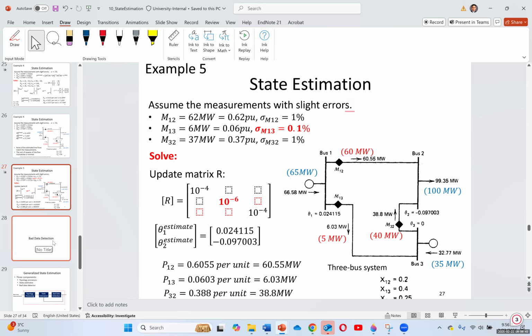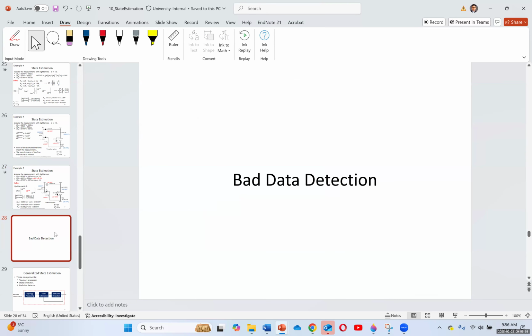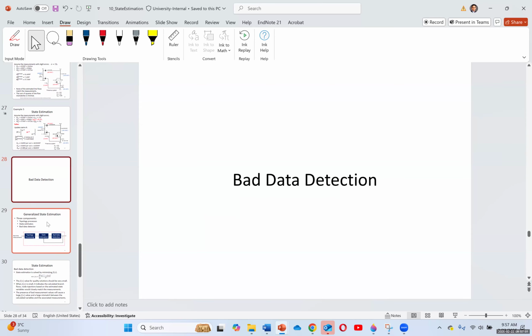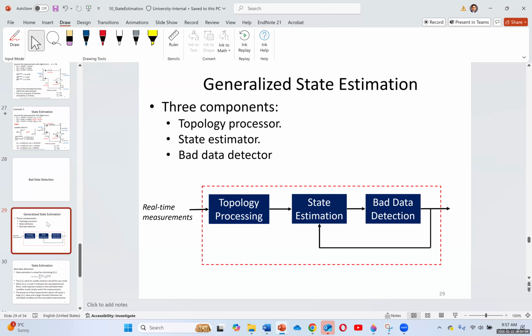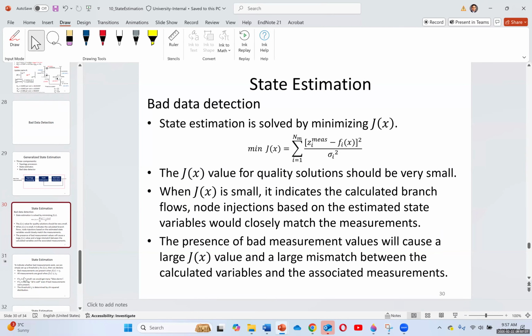So we have to be able to detect these errors, and fix them if we have control systems on them, or sometimes detect bad data as well. So what is bad data and how can we detect it? For a generalized state estimation, we have three components: the topology processor, the state estimator, and the bad data detector. We have real-time measurements coming in from the SCADA. We have the topology processing, the state estimation, and the bad data detection, which gives feedback to state estimation.